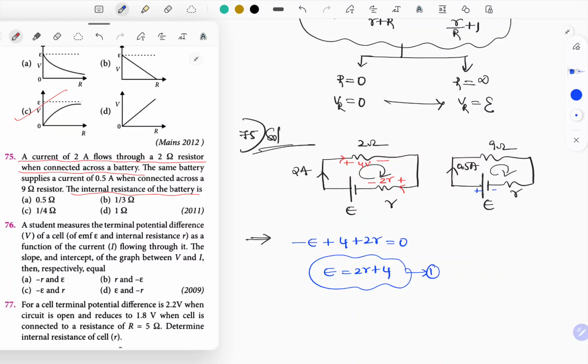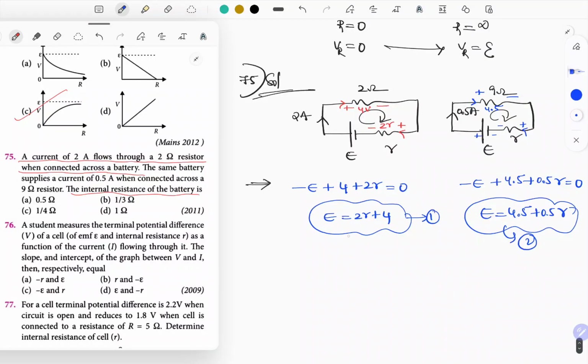So let's say plus minus, again try to move in clockwise direction and answer with the help of KVL. So that is minus E plus, entering is positive, leaving is minus. 0.5 into 9 is going to be 4.5 volts. So entering is positive, leaving negative. So the answer is minus E plus 4.5 plus 0.5 into R is equal to 0. Then E is equal to 4.5 plus 0.5R. Since the battery is the same, we can equate these two equations.